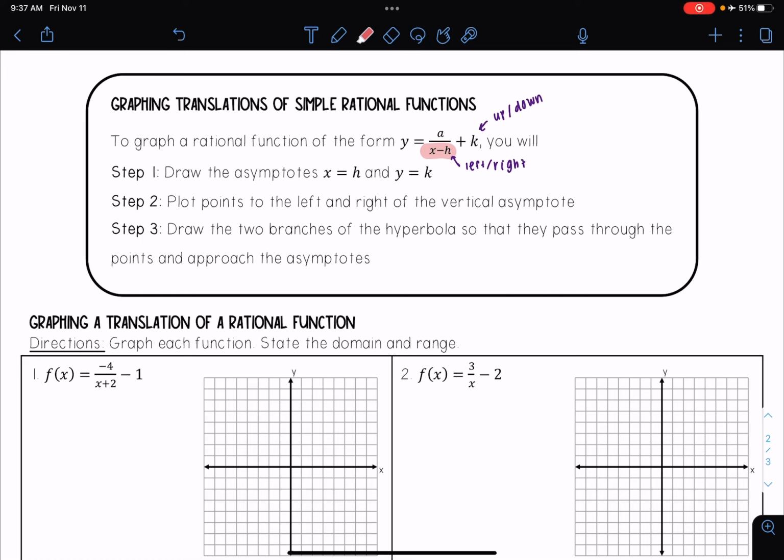And then our horizontal asymptote is going to be y equals k. So we're going to draw those first. And then our next two steps are the same as before. We're going to plot points to the left and right of the vertical asymptote, and then we're going to draw the two branches.